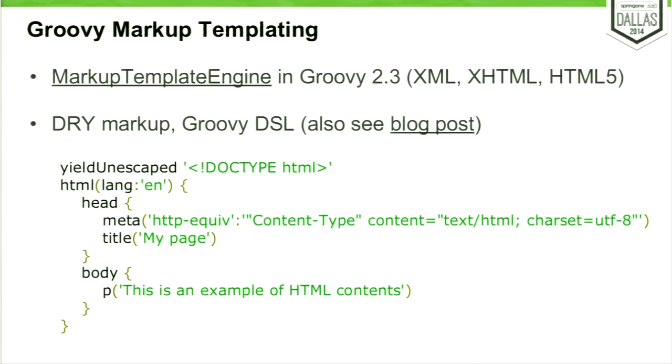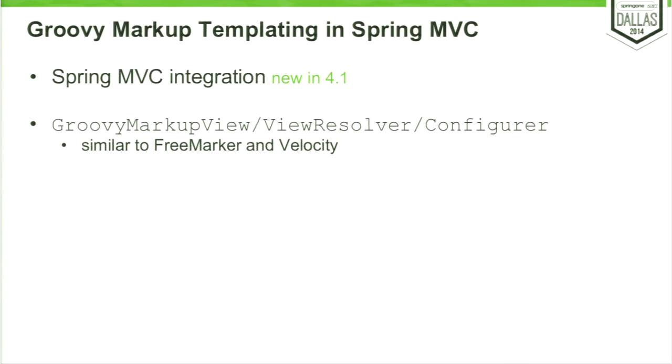So here we have a Groovy DSL, which has tons of advantages, and it's actually compiled. It has type checking. It has the brevity that we need, and it's definitely a very, very promising option that I think is an exciting new feature that's available. And this is something that we support in Spring MVC 4.1. It's kind of built into the framework. We have a Groovy markup view and view resolver and configurer, similar to what we have for FreeMarker and Velocity. It's kind of really very parallel to that.